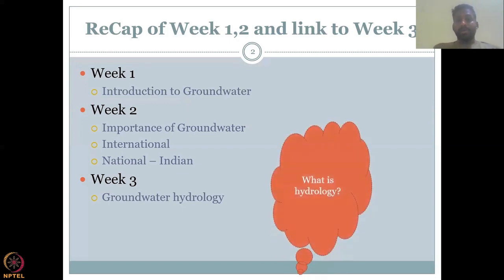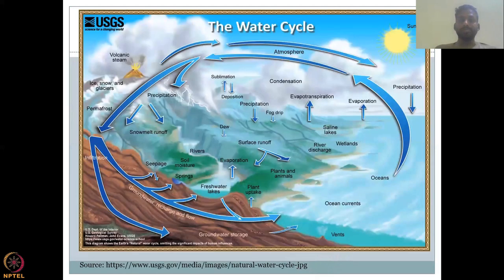Before that, a quick, short review of what hydrology is. We know hydrology is the study of the movement of water, documenting the movement of water. And the movement of water is given as a hydrological cycle or a water cycle, as this image shows. We already visited this in week 1. I'll just quickly revisit some concepts here and then we'll dive into groundwater hydrology.